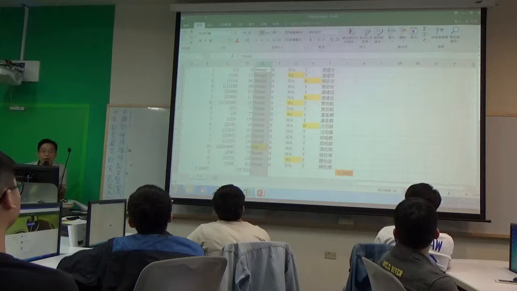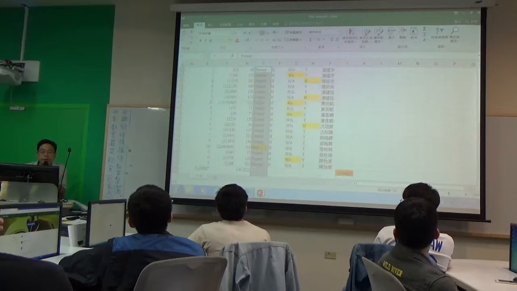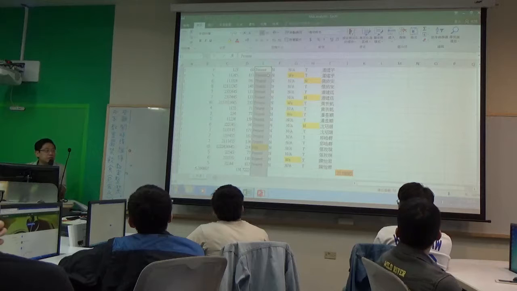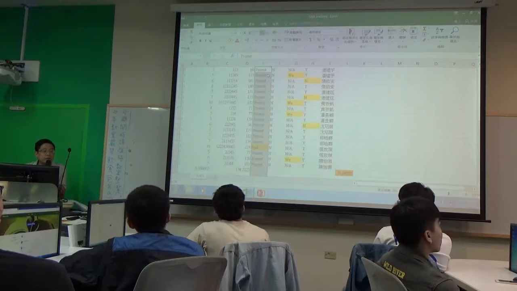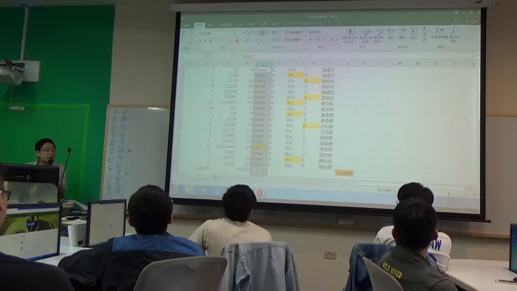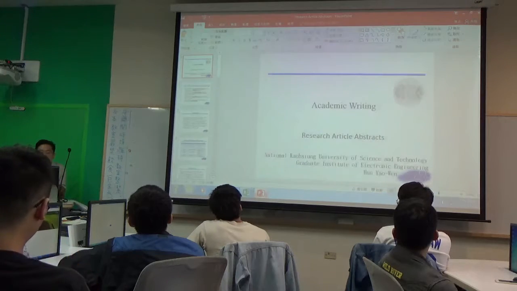And look at the tense. You can see that more than 90% of them use the present tense. So you can consider that. If you want to try to write down your abstract right now, maybe you can choose the present tense for all of them. So what's the next one?